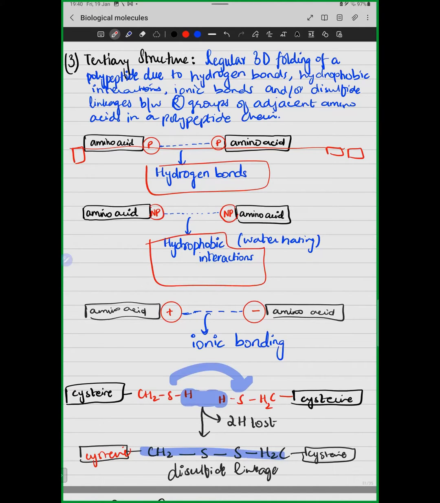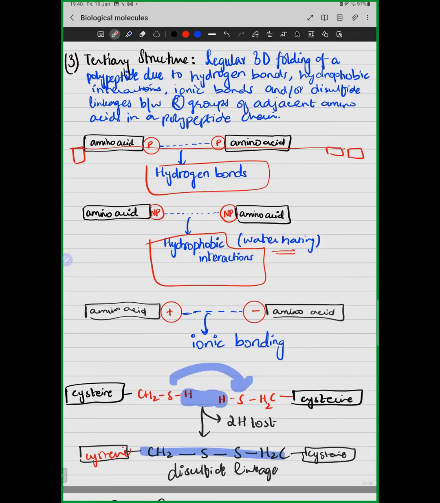Why? Because non-polar groups have no partial charge or permanent charge, so they would be moving away from water, and because they have this common mutual factor that both of them are water-hating groups, they would form hydrophobic interactions. Then for the charged R groups, if a positively and a negatively charged R group are face to face, they would form an ionic bond.